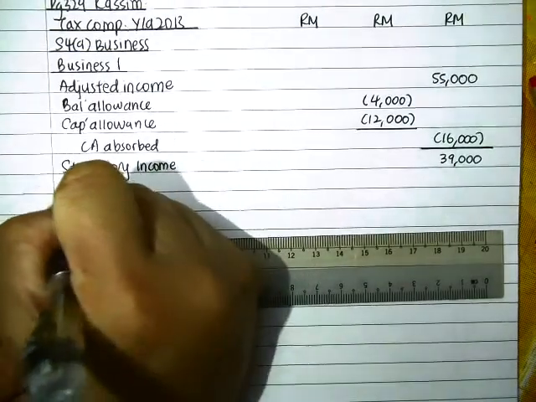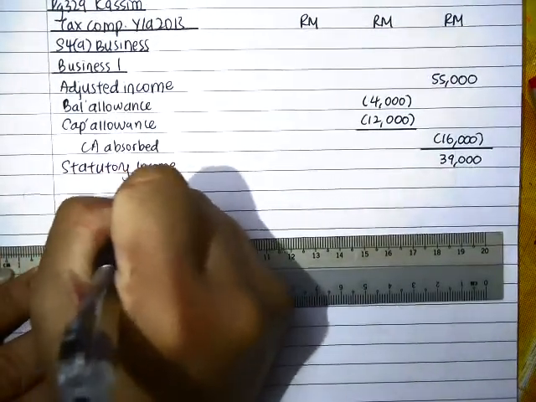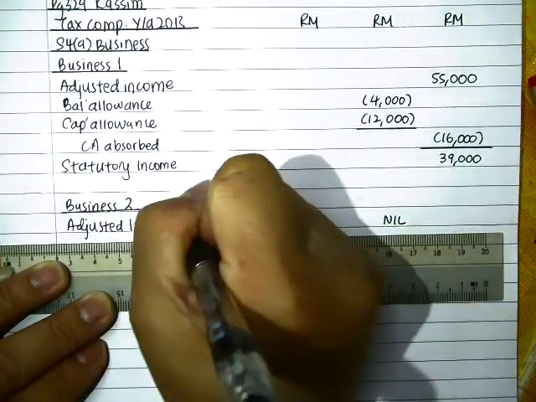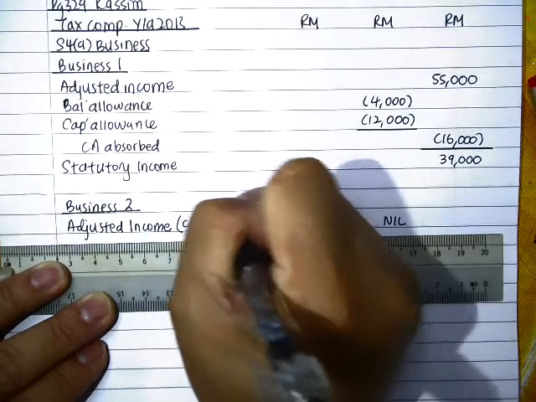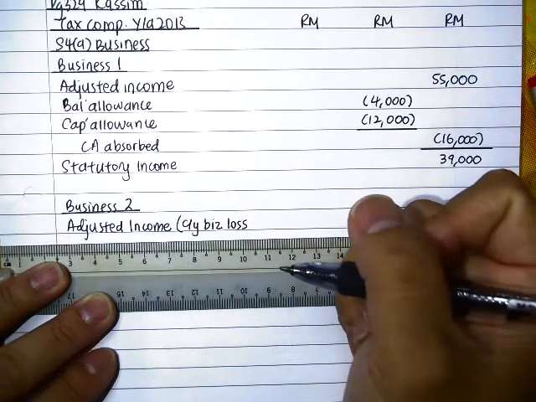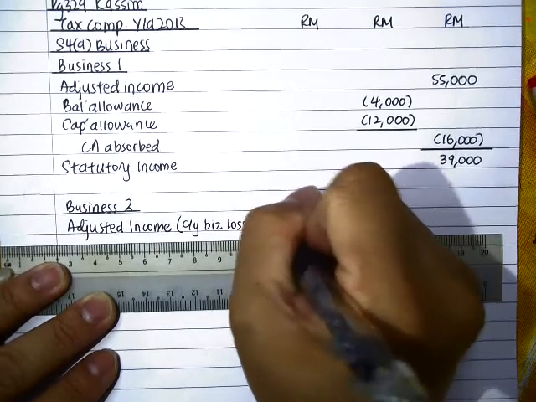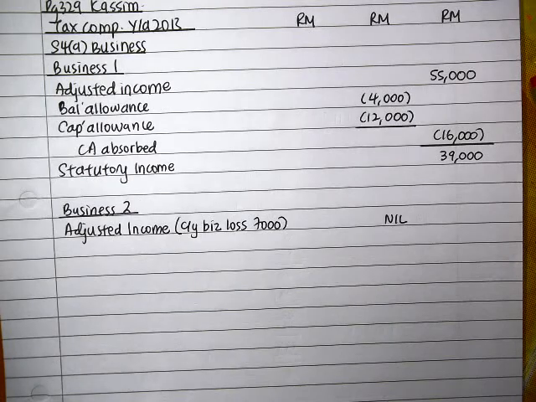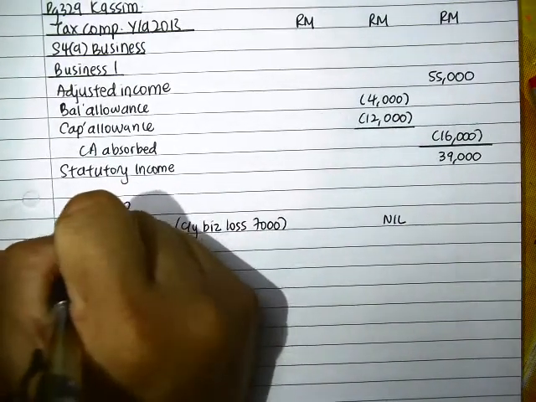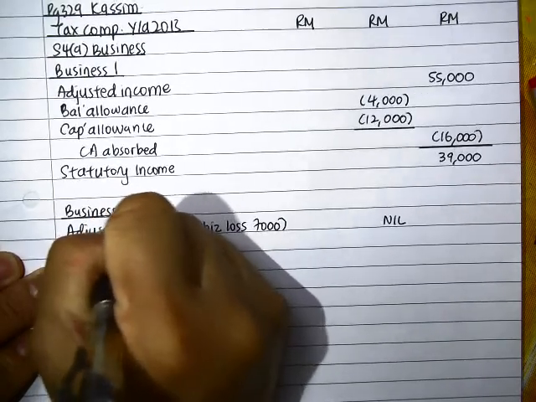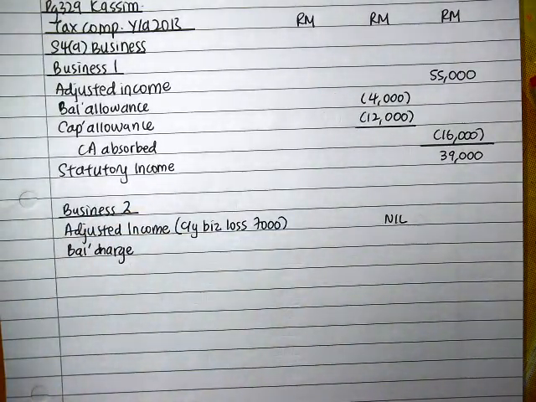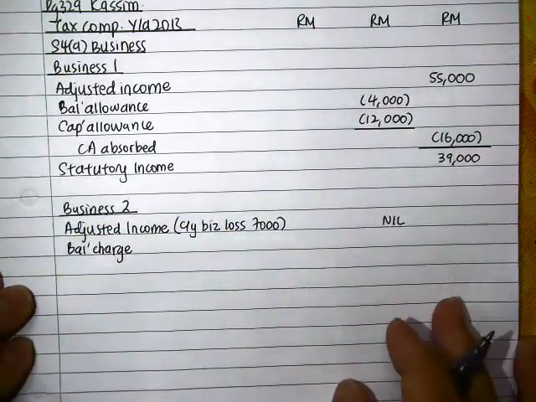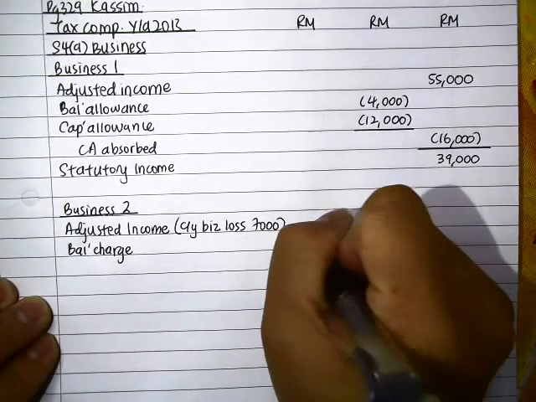So now business 2 says it's loss making. So I'm going to show 0 adjusted income. In bracket or at the side, I'll put down the loss as 7,000. Now the business is loss making, but still we have a balancing charge. Allowance is what you deduct, charge is what you tax. A charge is what you have to pay, right? So there's a balancing charge. The charge is 13,000.